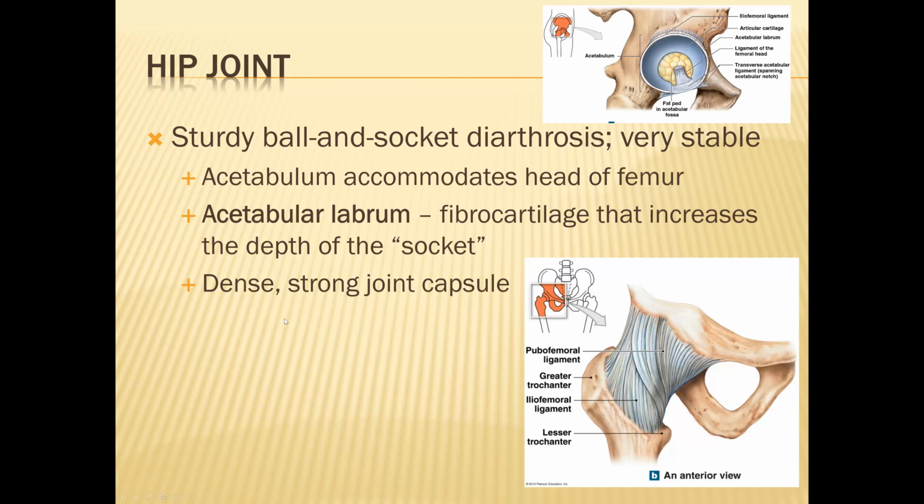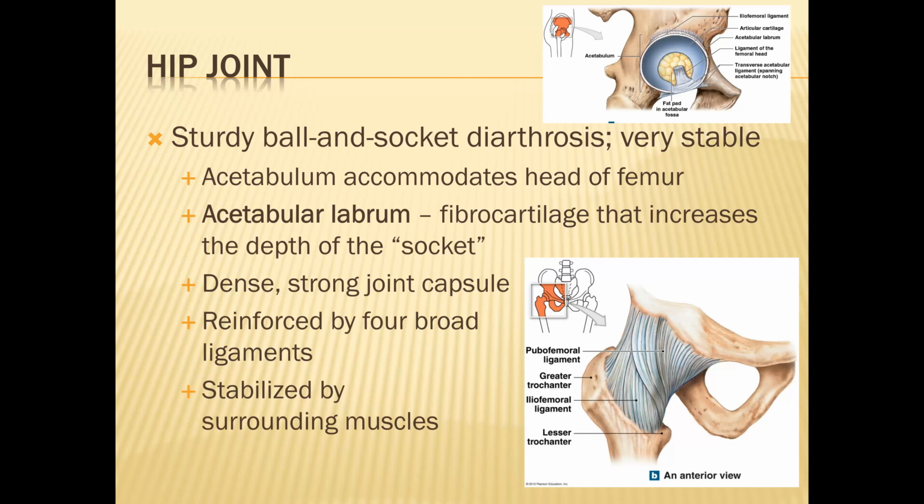You also have a very dense, strong joint capsule that surrounds the hip joint. You have 4 very broad ligaments that wrap around this hip joint. 2 are shown on the anterior view. There are 2 more on the posterior view that I'm not showing here, and I'm not going to ask you to remember the names of these ligaments.